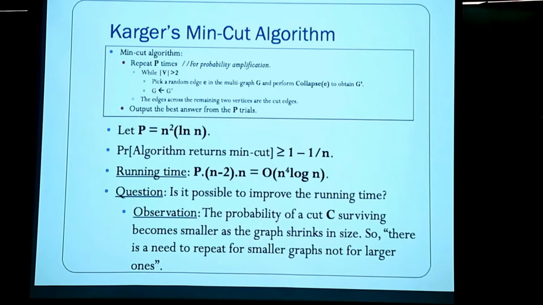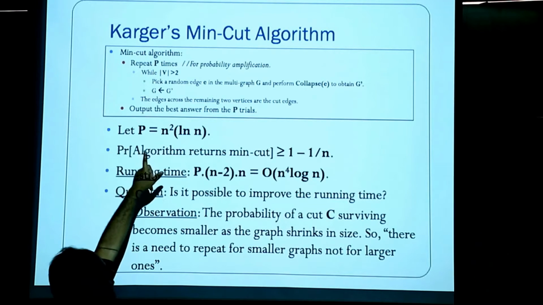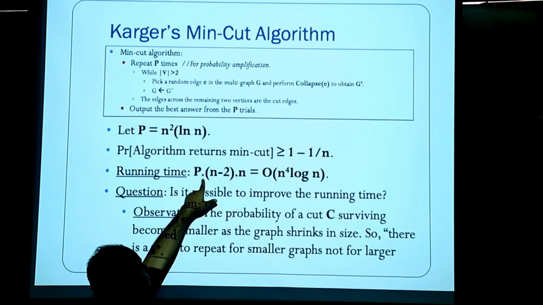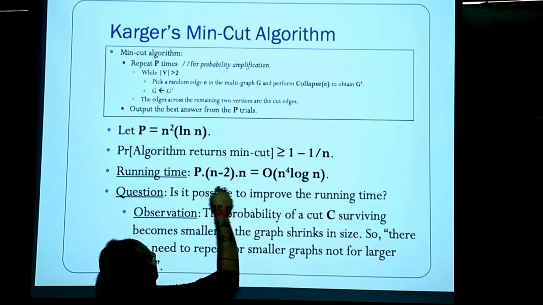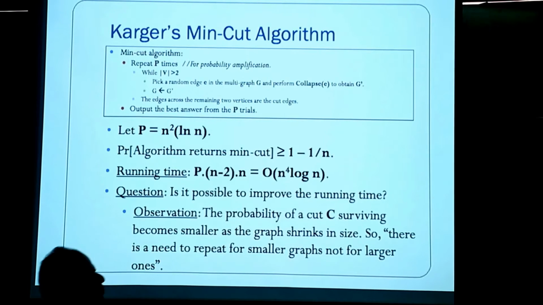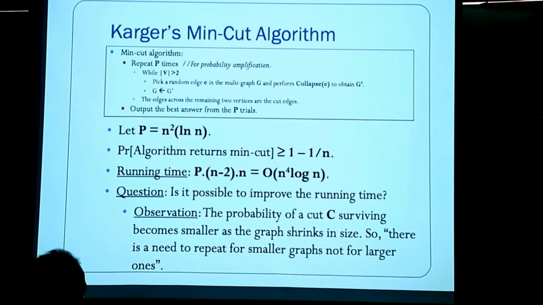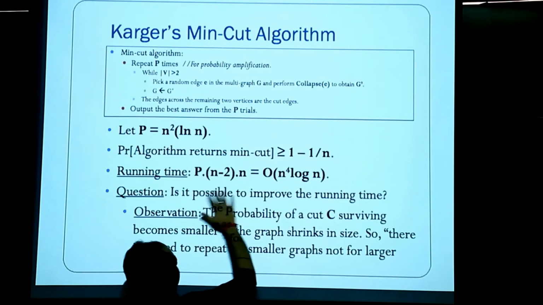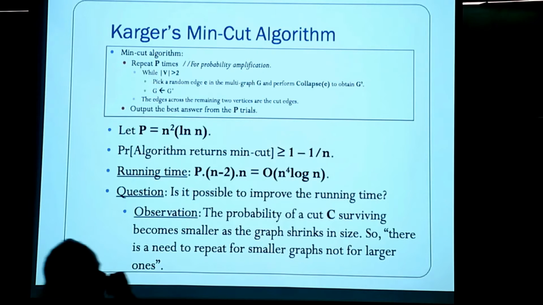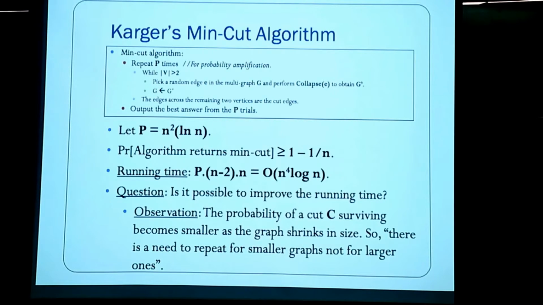Okay, so now let me talk about the running time and try to improve this a little bit. Since you're repeating it p times, you get p times the collapsing. Each while loop will cost you n minus 2, because these are the number of times you're collapsing, and collapsing each time will cost you n, right? So the running time will roughly come out to be n to the power 4 log n, which is not very nice, given that there are deterministic algorithms that might give you better results. The question is, is it possible to improve the running time of this algorithm? We don't want it to be as bad as n to the power 4 log n.